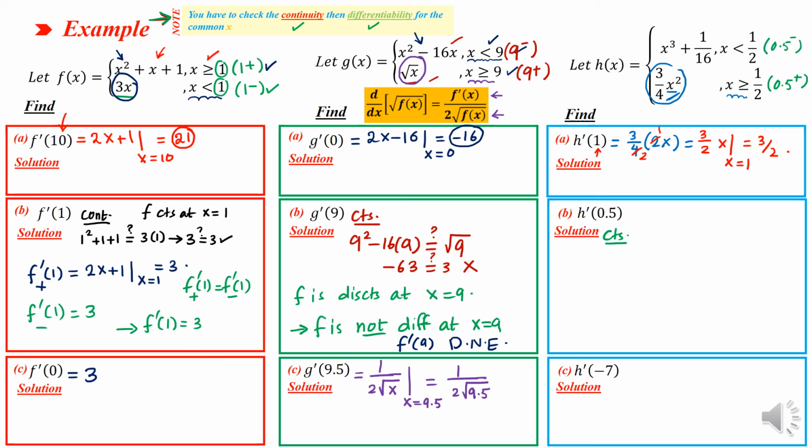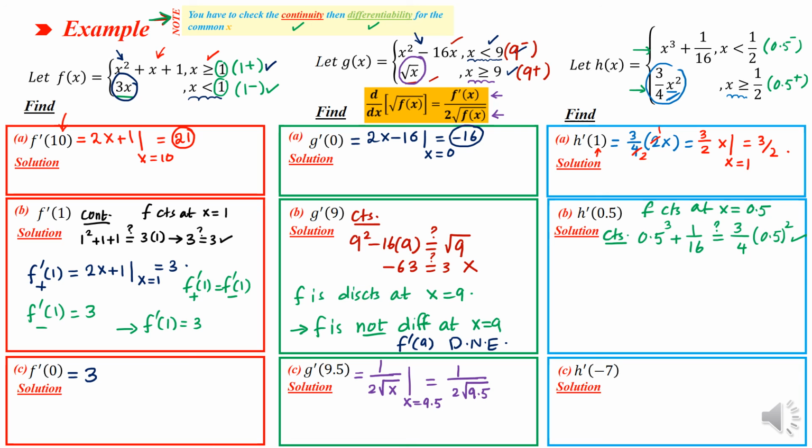So simply, if you want to check the continuity for this x, which is 0.5, you have to replace 0.5 in the two rules in this function, and you will get 0.5 cubed plus 1 over 16, and you have to check if this is equal to the substitution of x in the second function, 3 over 4 multiplied by 0.5 squared. So calculate them, and you will see that the left hand side equals the right hand side, which means that h is continuous at x equals 0.5 or half.